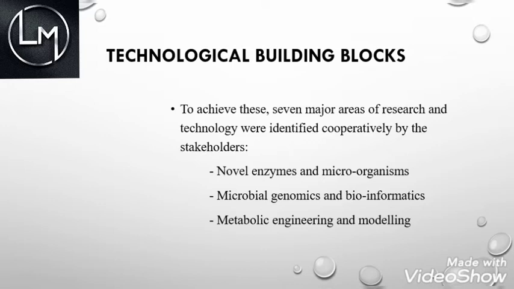For example, novel enzymes and microorganisms. The microorganisms actually produce enzymes that are further used in the industry. Microbial genomics and bioinformatics. Microbial genomics is playing an important role in modern biotechnology and industrial biotechnology, because we have bulk of sequences, but we need to get further information from these sequences. So industrial biotechnology and bioinformatics is helping in the reduction of time and product, and the end result is achieved in more efficient time and with less energy.